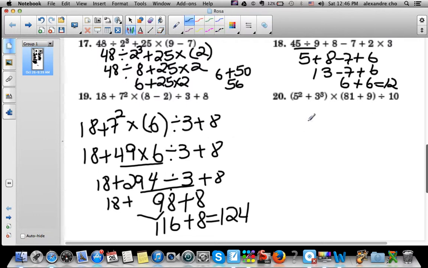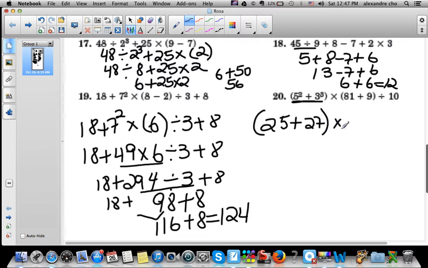Last problem. 2 parentheses. Exponents, multiplication, and division. Alright, so let's take care of the first parentheses. Actually, in the first parentheses, you have exponents and addition. So there's quite a few things happening here. Okay, so inside the parentheses, you have to follow order of operation. So inside the parentheses, are there exponents? Yes, there are. So let's take care of that. 5 to the second power is 5 times 5, which is 25. Plus 3 to the third power, which is 3 times 3 times 3, which is 27.